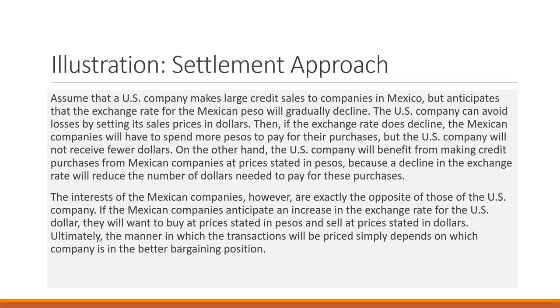So in this example, a US company makes large credit sales to companies in Mexico. They anticipate that the exchange rate for the Mexican peso is going to decline. So the US company can avoid losses by setting its sales price in dollars. If the exchange rate does change, the Mexican company has to deal with creating more pesos to become dollars. However, the Mexican company would rather work in their own currency, and they don't want to deal with the financial currency translations either.